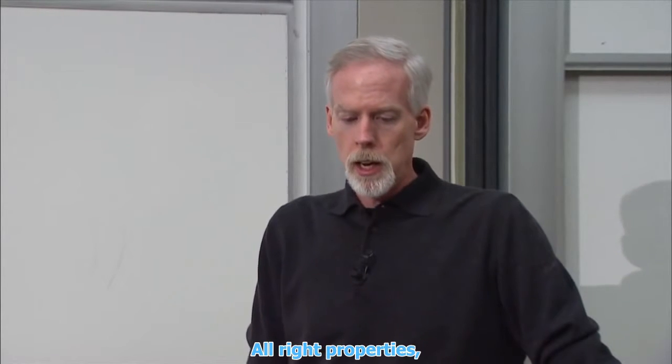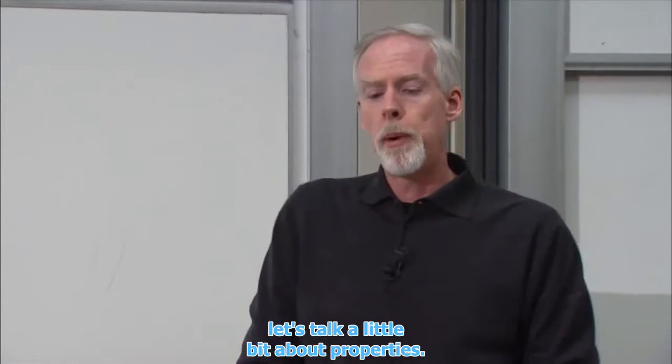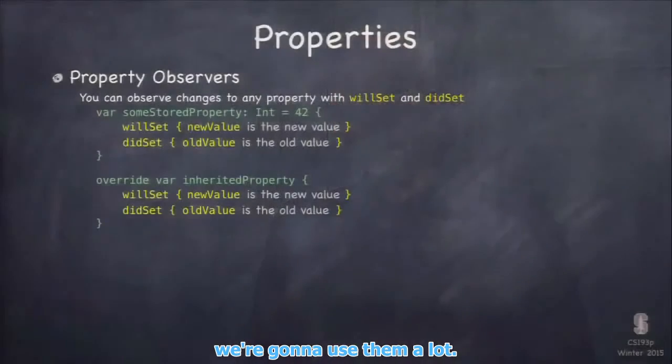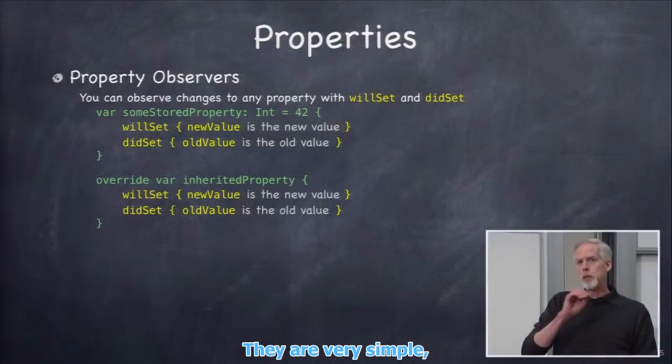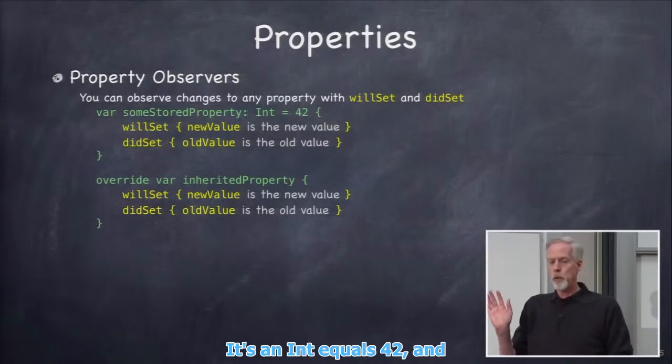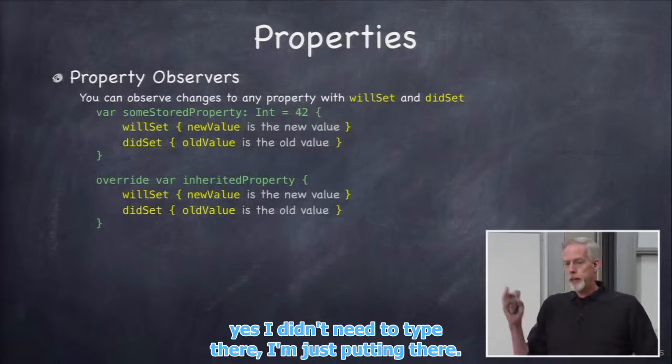Okay? All right, properties. Let's talk a little bit about properties. So property observers are very important, and we're going to use them a lot. They are very simple. You have a property, like here I have some stored property. It's an int equals 42. And yes, I didn't need the type there.